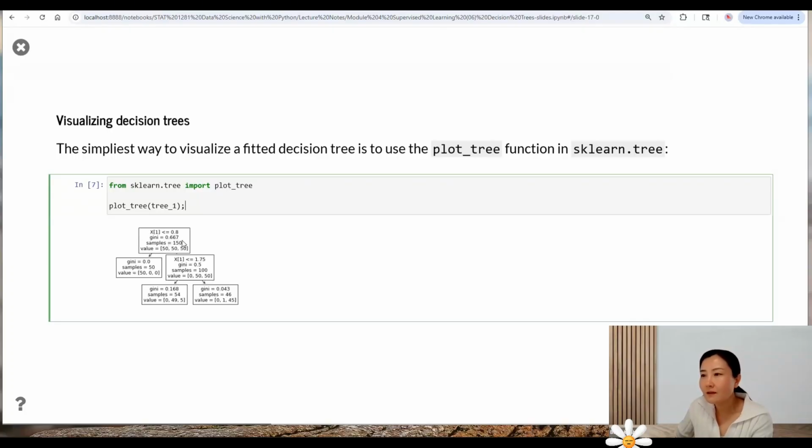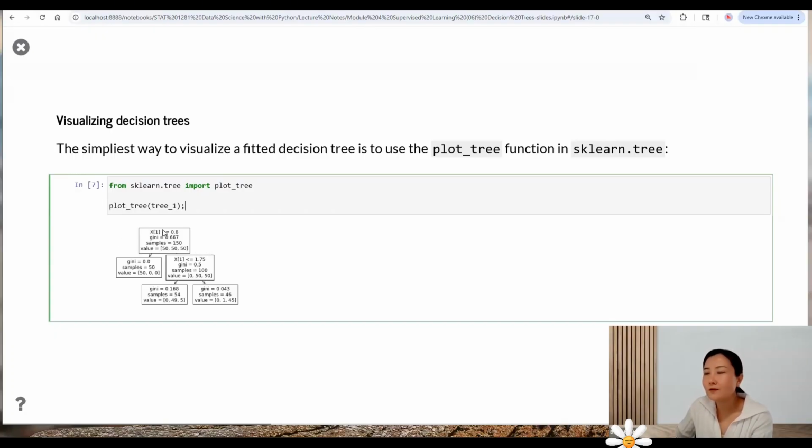So for example, let's examine this. First, Gini. This is the Gini for all of the training observations here, 0.667 at the beginning. And samples is the number of observations in this set. And then value gives you the counts for different classes. So at the beginning, 50 observations for the first class, 50 observations for the second class and the third class.